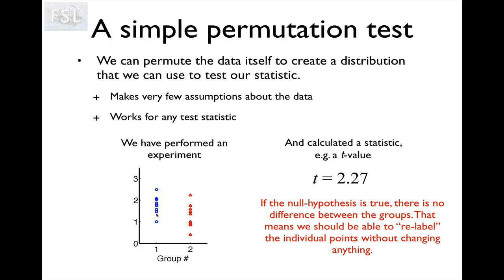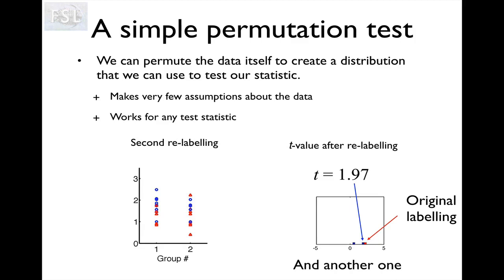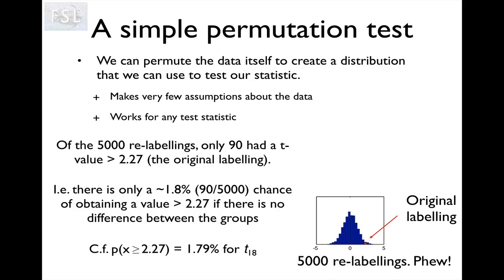So let me do this. The original configuration into group 1 and group 2 gave us a t-value of 2.27. I'm now going to start doing this relabeling. So you see here I've moved 2 points from group 1 to group 2 and vice versa, and I calculate the t-value again. This time I got a t-value of 0.67. So let's just keep doing this and start collecting them. Different relabelings. You see this is a new relabeling. Got a t-value of 1.97. And let's keep doing this. I do this 5,000 times, right?